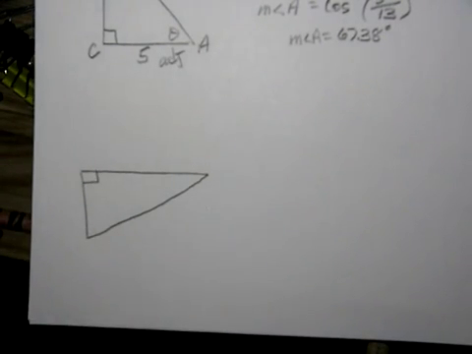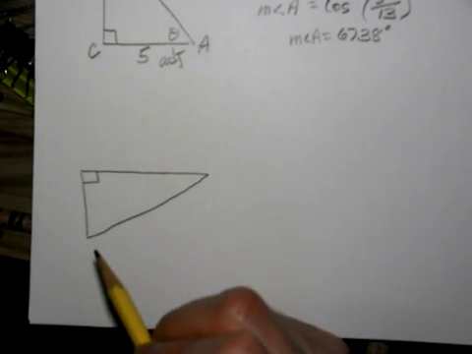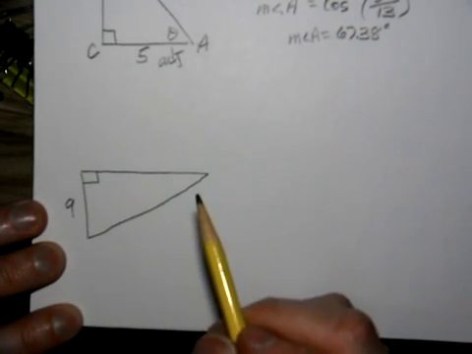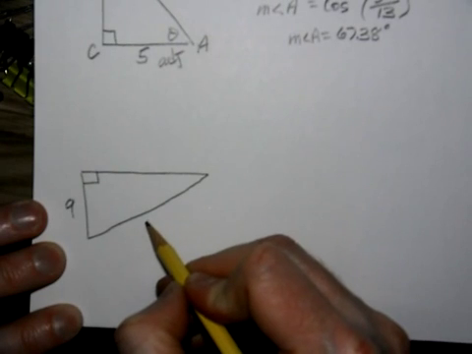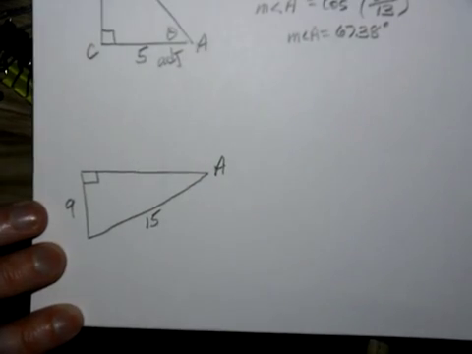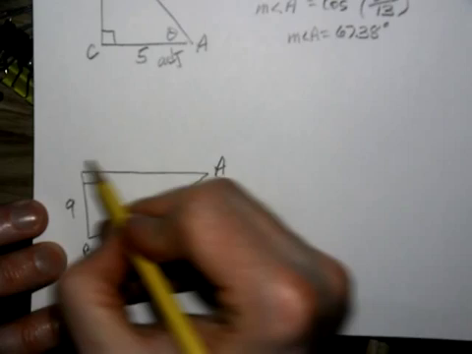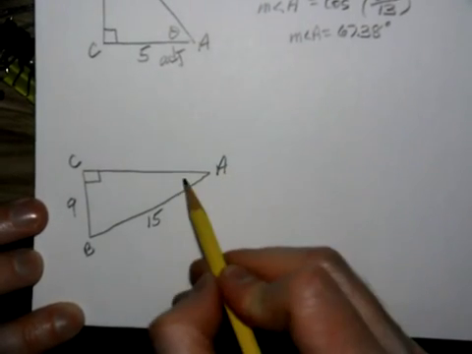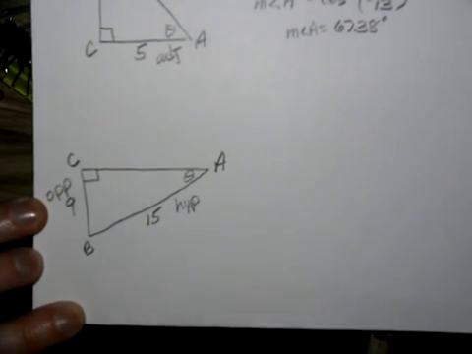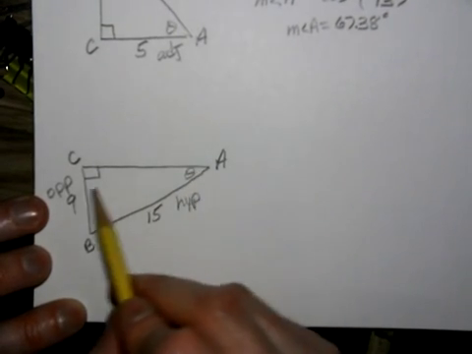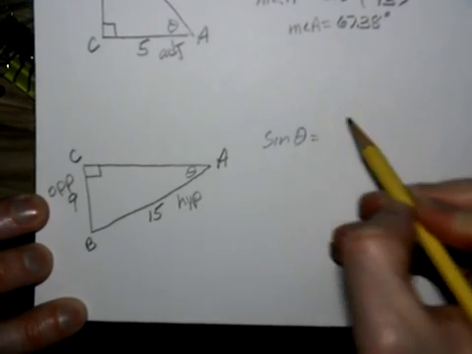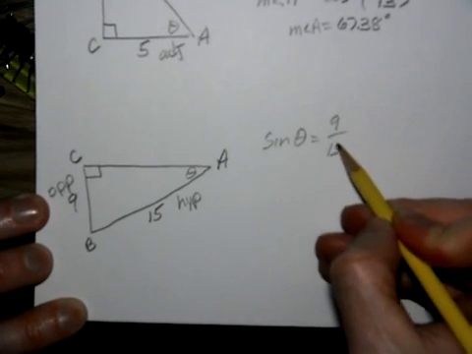If you have a right triangle and we have some side lengths of 9 and 15, we're looking for the measure of angle A. We know across from our A is our opposite side. Across from the 90 is the hypotenuse. So SOHCAHTOA reminds us that we're looking at the opposite and the hypotenuse, which would be sine. So sine of our theta equals the opposite over the hypotenuse.